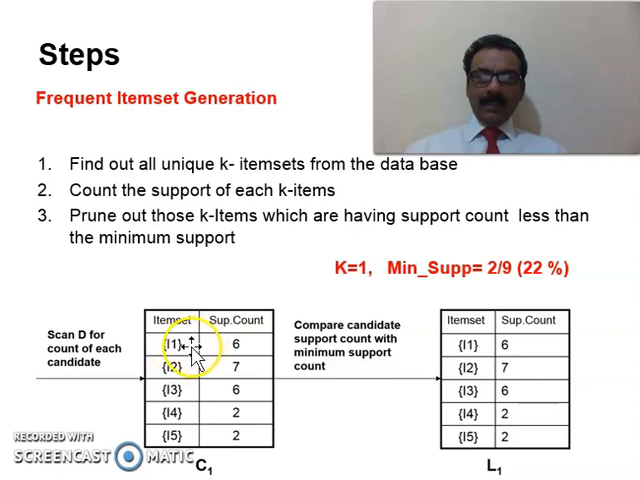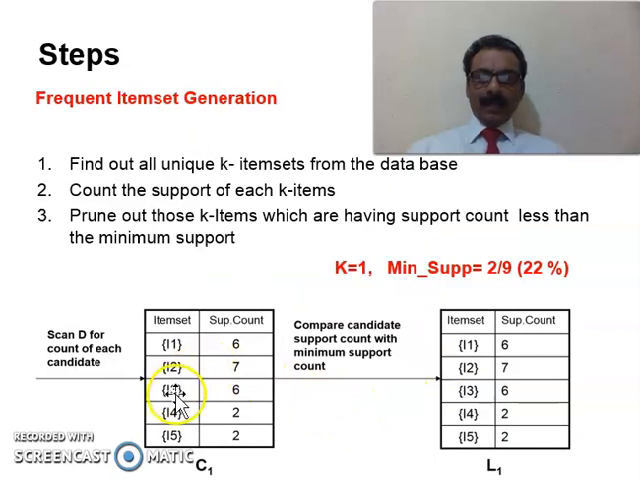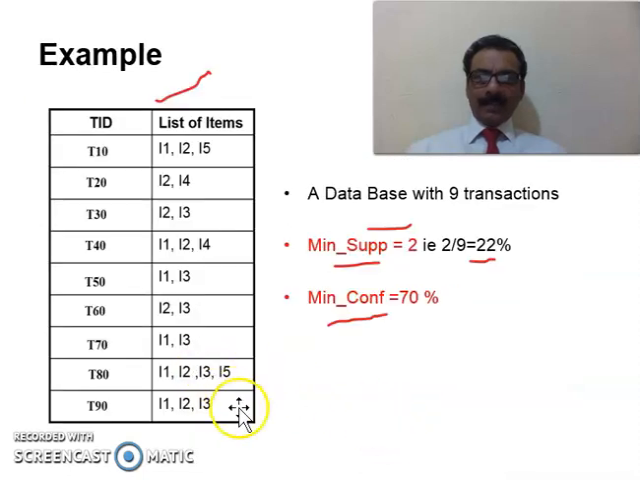Now, what we have seen, we can see we have got I1 is 6, I2 is 7, I3 is 6, I4 is 2, and I5 is 2. Once again, let us check how it is obtained from the database. I1 is 6. What you have to do is just count how many times I1 appears in the whole transaction: 1, 2, 3, 4, 5, 6. Similarly, the rest of those will also be counted. Let me count one more, I2. How many times does I2 appear? 7 times, as we have said.